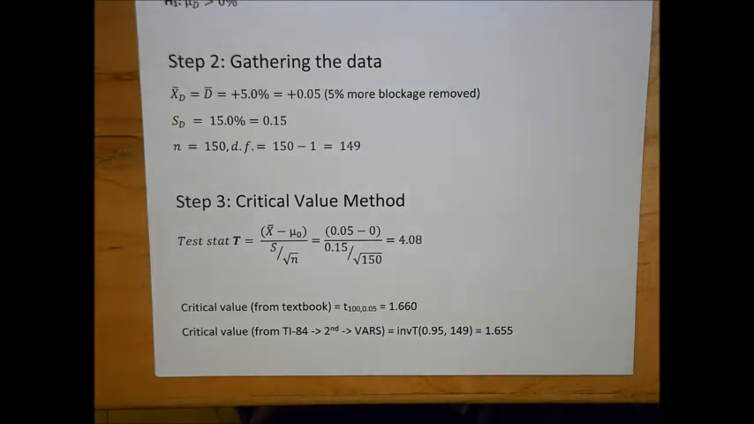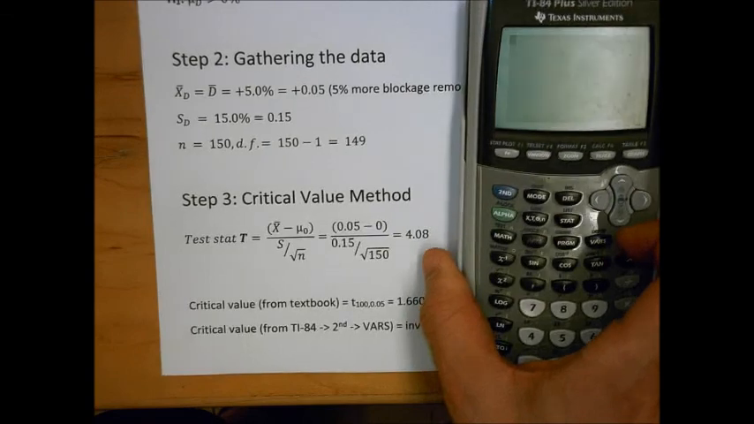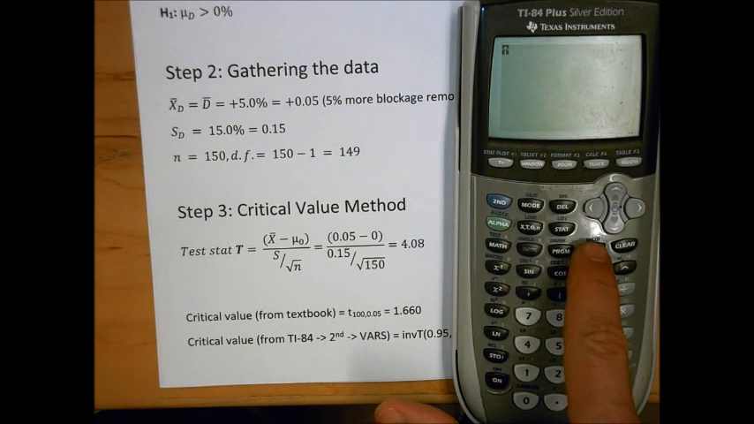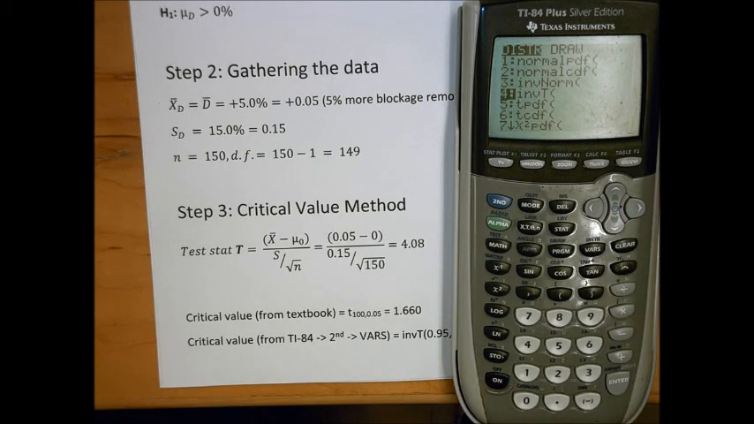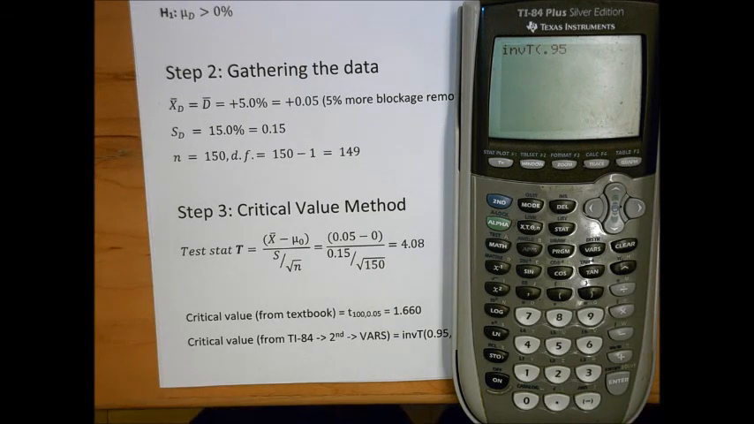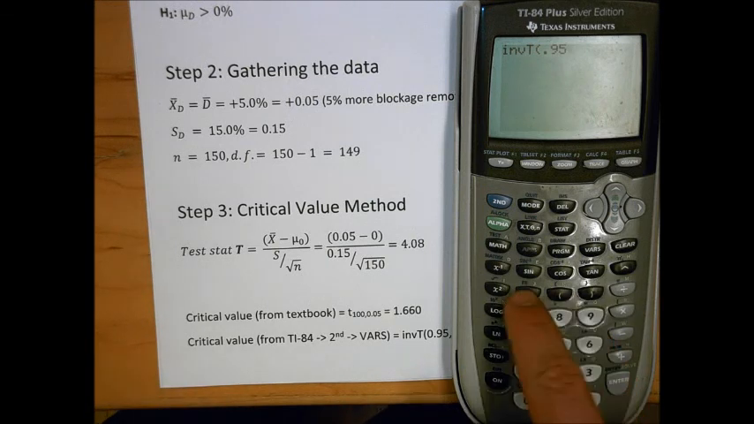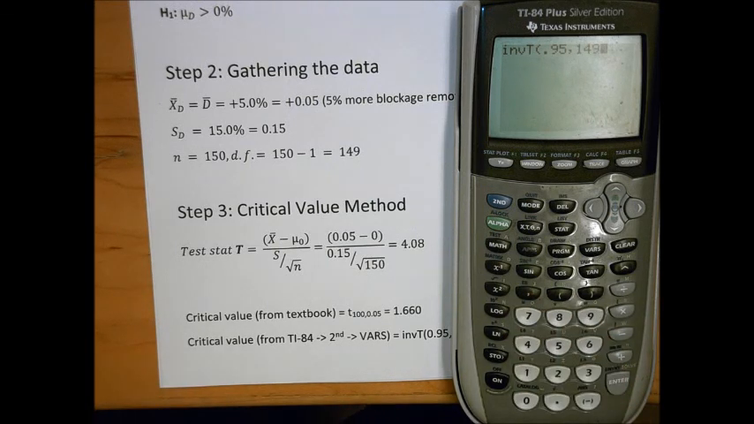On your TI-84, go into the second VARS button, scroll down to invT. It's the inverse of the t-distribution, which gives critical values of the t-distribution. You want to enter 0.95, the 95th percentile of the t-distribution, which is also the 5% one-tailed column from your book, with 149 degrees of freedom. There you see a critical value of exactly 1.655. Pretty close to what the book said, but a little bit more exact.